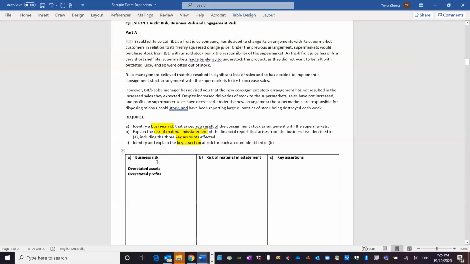So it is because the supermarkets are responsible for disposing of the unsold stock. Therefore, there is a risk that staff could commit fraud by advising the stock was unsold and disposed. The fact is the opposite. Is this what I mean?